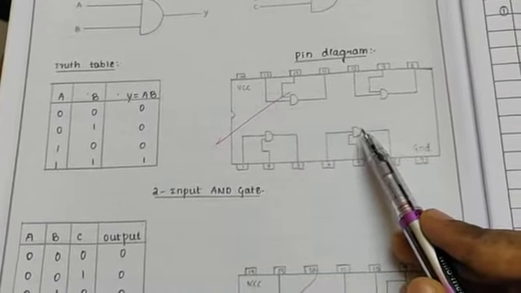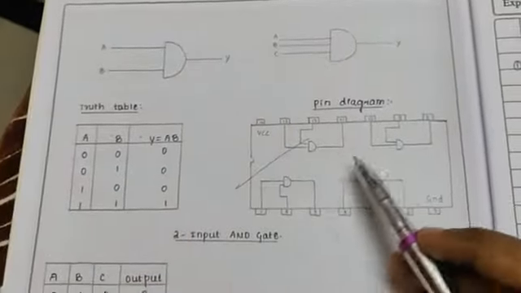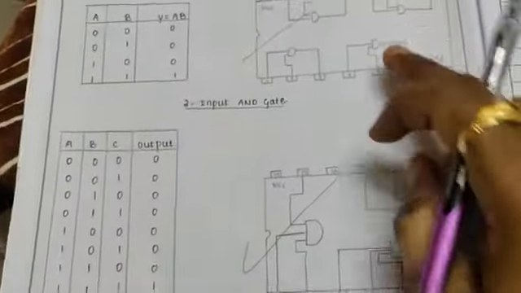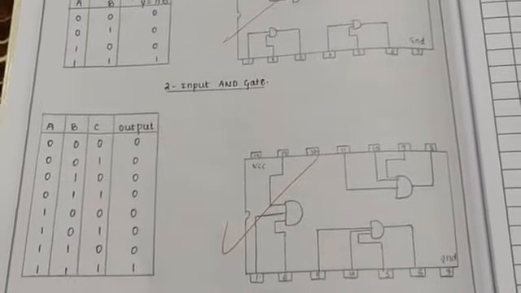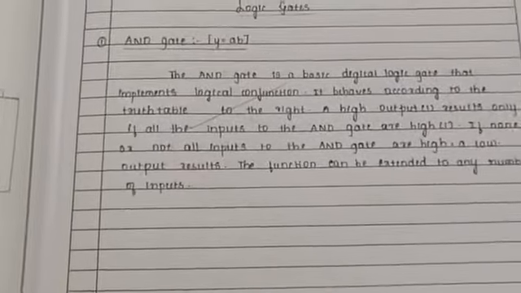She has not written the IC number here. 7408 is the IC number for the AND gate. This is a 2 input AND gate and this is a 3 input AND gate. You can get the 2 input AND gate, 3 input AND gate, truth table, circuit diagrams and all those things. If you search in Google, you will get the explanation as well.